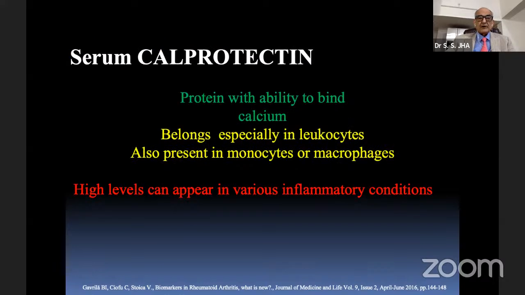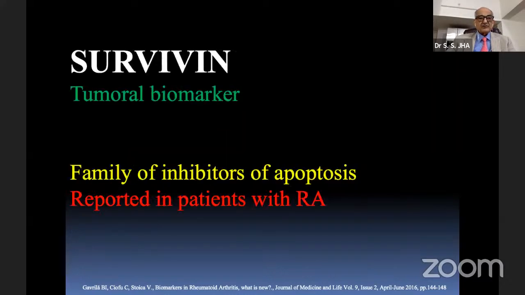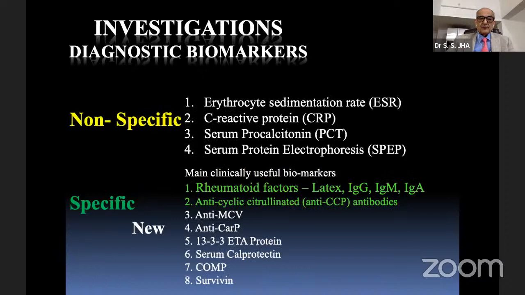Serum calprotectin is a protein with the ability to bind calcium, found especially inside the leukocytes, and also present in monocytes or macrophages. High levels can appear in various inflammatory conditions. The last one, survivin, is in fact a tumoral biomarker, but this is a family of inhibitors of apoptosis, and this has now been reported also in patients with rheumatoid arthritis. Friends, we have talked about the specific biomarkers, the old ones and the new ones.